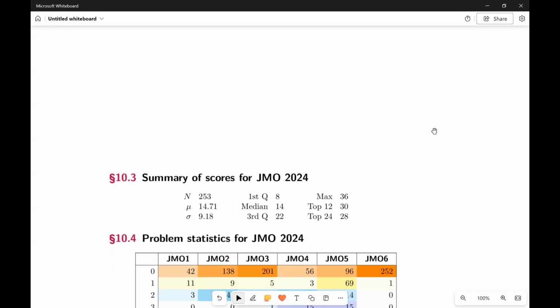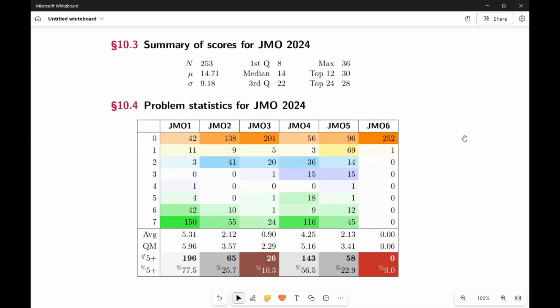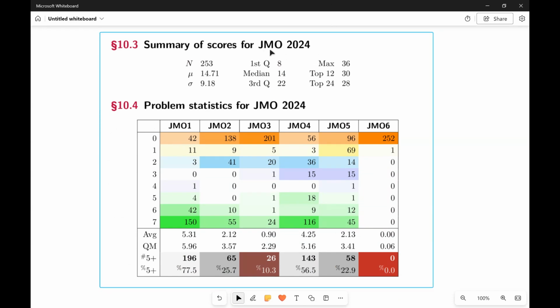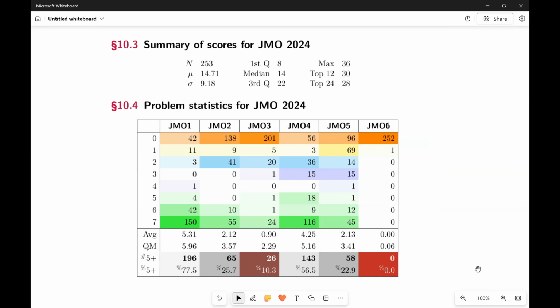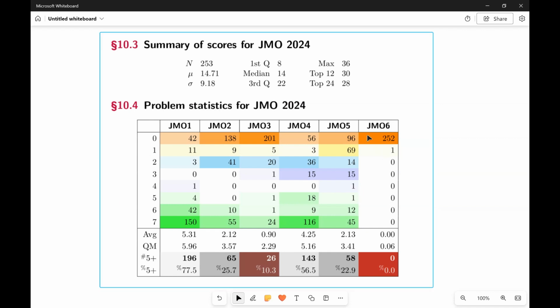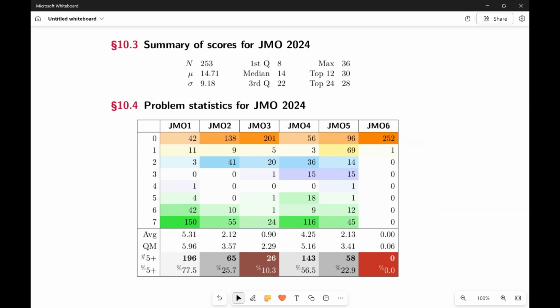To give it more context for how brutal this problem is, let's take a look at the statistics. As you see here, this is the JMO 2024, and the maximum score was a 36. You might be wondering, why was it not a 42 with 7 points on each question? Well, that person who got a 36 solved all of 1 through 5, but only got 1 point on problem number 6. All other 252 contestants got 0 points, with no one scoring more than that. So, what is this question that swept everyone? Well, let's take a look at it now.